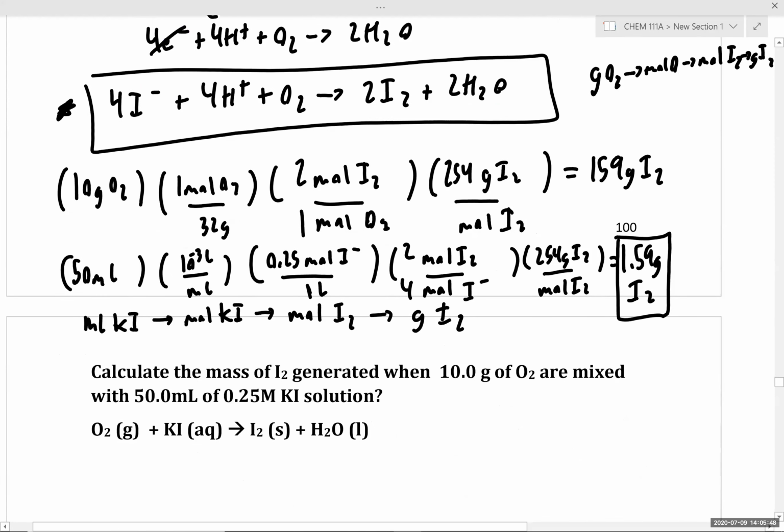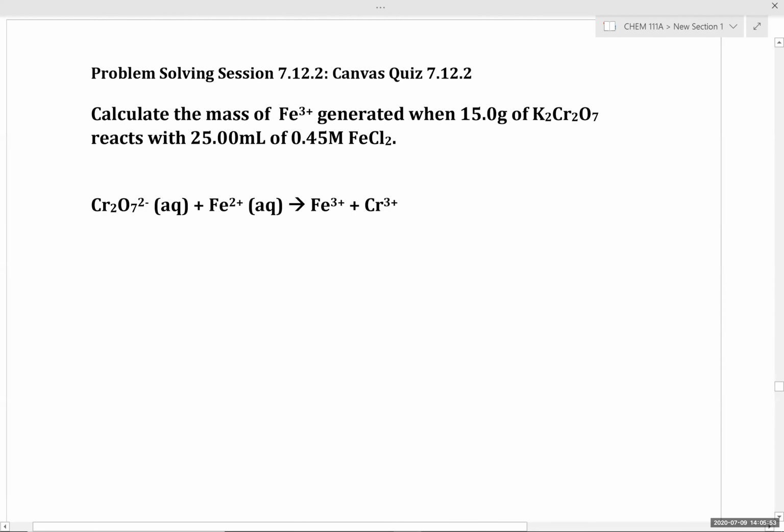Okay, so now that I showed you an example of this, let's take a look at the following problem. I'd like you to calculate the mass of iron 3 plus generated when 15 grams of potassium chromate reacts with 25 milliliters of 0.45 molar iron 2 chloride. And I've given you the following net ionic equation that is unbalanced. So our first order of business is to balance this equation. Our second order of business is to then calculate the mass of product generated.